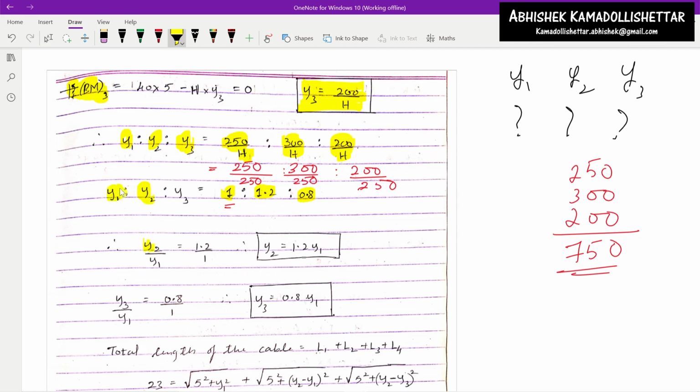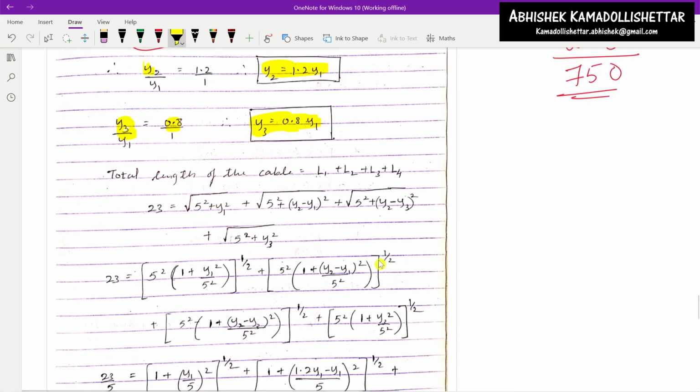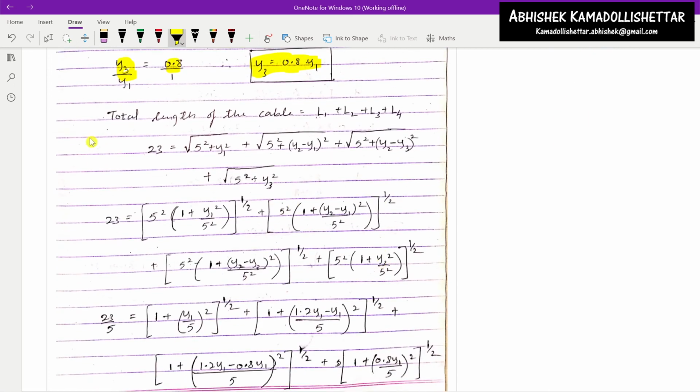Now let us take y2 by y1 is equal to 1.2 divided by 1. So you get the y2 value as 1.2 times y1. Similarly y3 by y1 is equal to 0.8 divided by 1, so the y3 value is 0.8 times y1. The total length of the cable is already given, which is the length L1 plus L2 plus L3 and L4.